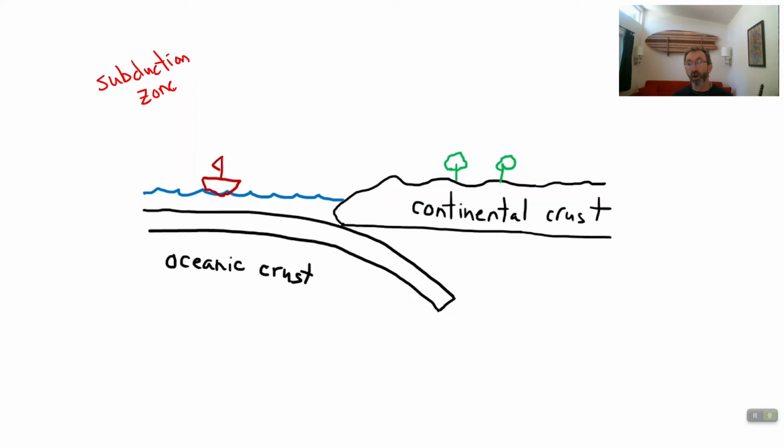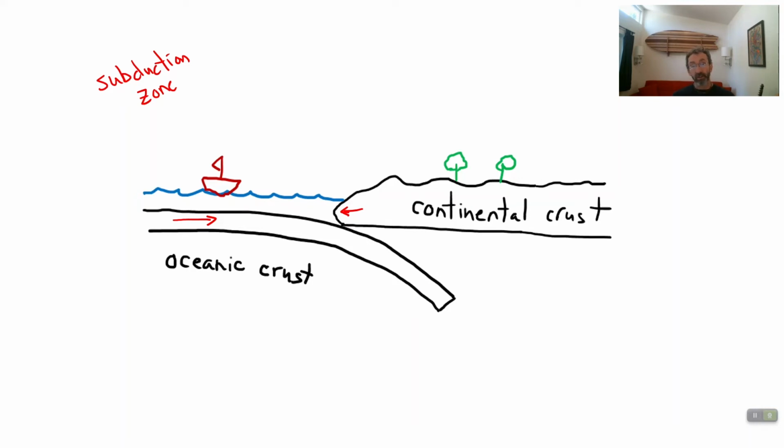A subduction zone is an area where you have two tectonic plates colliding and one plate dives underneath the other. So in this situation, we have oceanic crust colliding with continental crust, and because the oceanic crust is heavier, it dives underneath the continental crust.